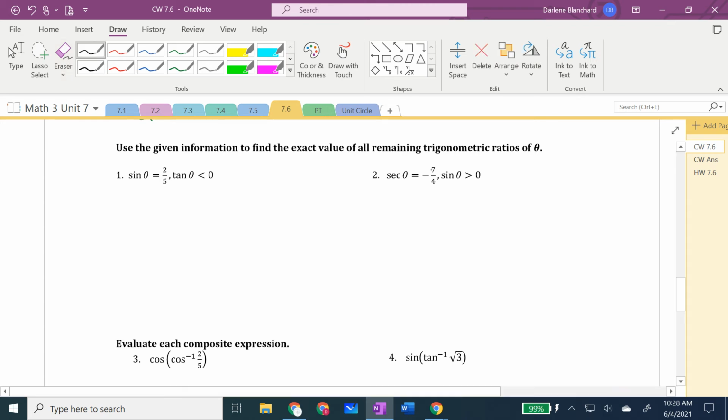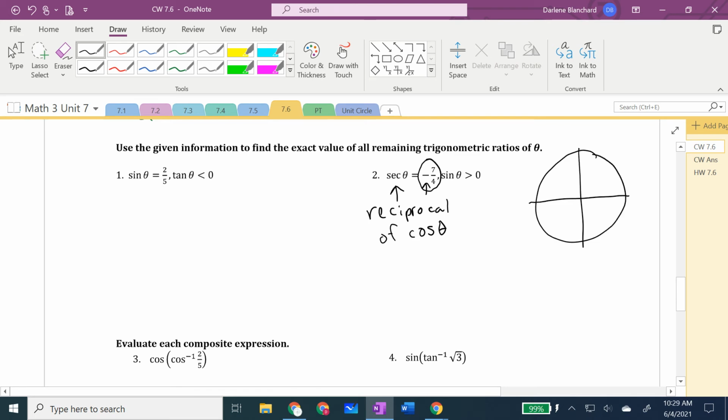This time we're given what secant is equal to. Secant is a negative number. For me, what I do is I think, who is secant's reciprocal? This is the reciprocal of cosine. So I am dealing with cosine being negative. And if I think about my 4 quadrants, my x-coordinate is negative if I am in quadrants 2 or 3.